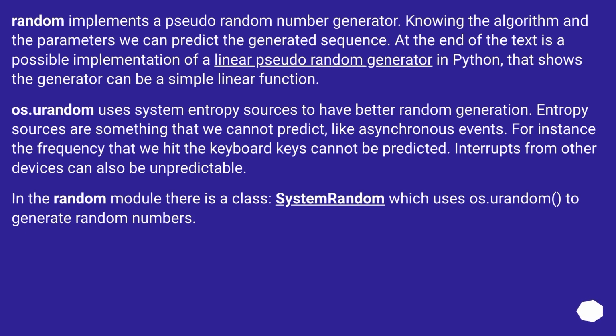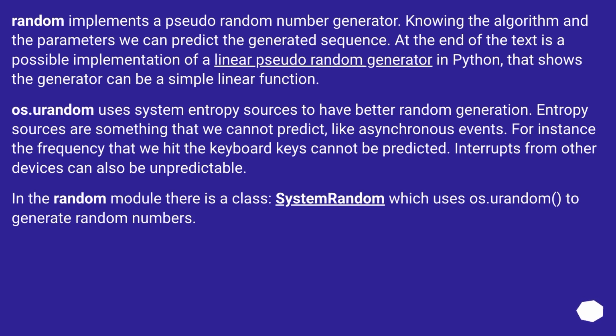Random implements a pseudo-random number generator. Knowing the algorithm and the parameters, we can predict the generated sequence. At the end of the text is a possible implementation of a linear pseudo-random generator in Python that shows the generator can be a simple linear function.